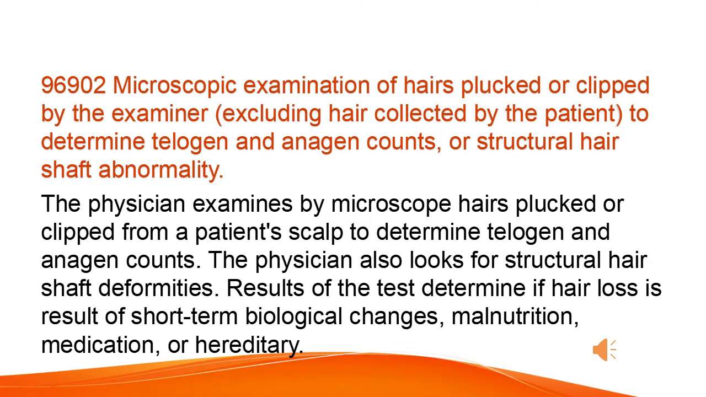Microscopic examination of hairs plucked or clipped by the examiner, excluding hair collected by the patient, to determine telogen and anagen counts, or structural hair shaft abnormality. The physician examines by microscope hairs plucked or clipped from a patient's scalp to determine telogen and anagen counts. The physician also looks for structural hair shaft deformities. Results of the test determine if hair loss is result of short-term biological changes, malnutrition, medication, or hereditary.